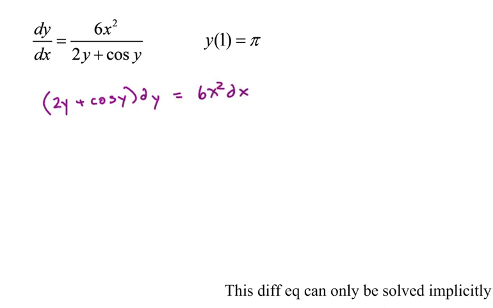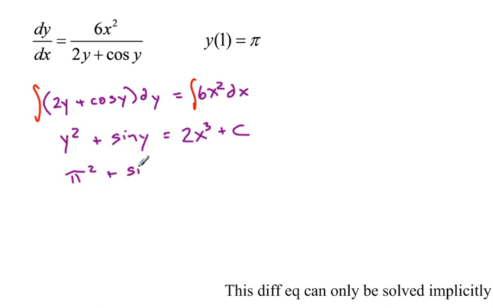And then we're ready to integrate both sides. So we'll do that. And we've got y squared plus sine y equals, let's see, 2x cubed plus c. All right, so that's good. I can put in the information. Y of 1 equals pi. So I've got pi squared plus sine pi equals 2 times 1 cubed, so that's just 2, plus c.